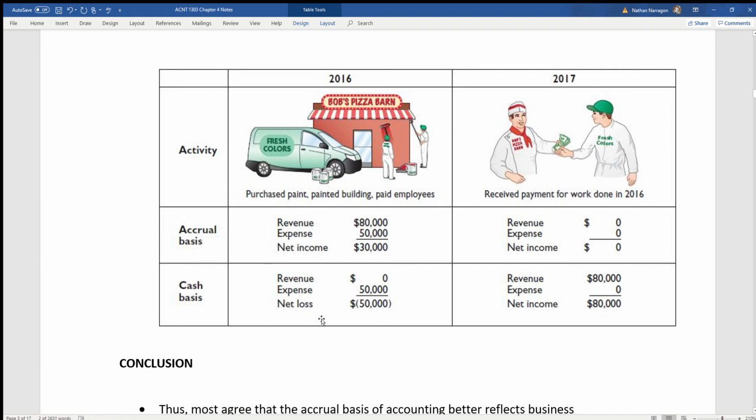Now with the cash basis, we're recording the expense in 2016 and showing a huge net loss for the company. And then all of a sudden in 2017, when we receive the money, it's showing a big net income. This does not show an accurate representation of what happened to the business. In fact, if I'm an investor, I'll be looking at this going, what? Why would I invest with you? You lost $50K, you didn't make any money.